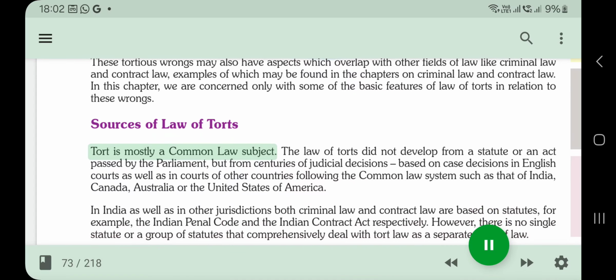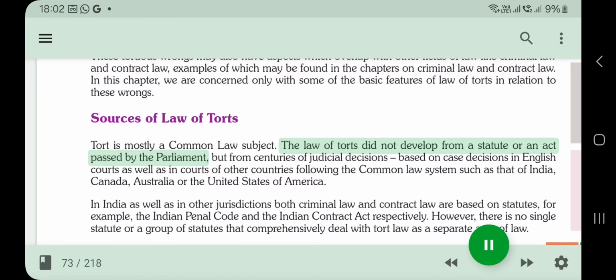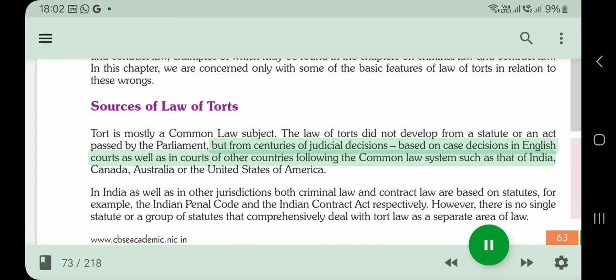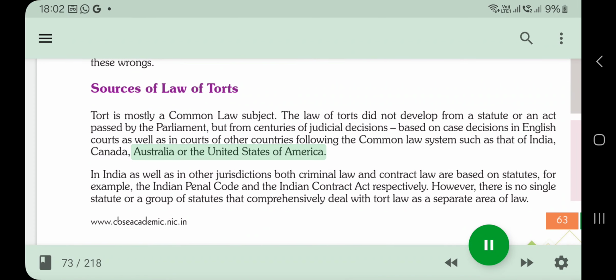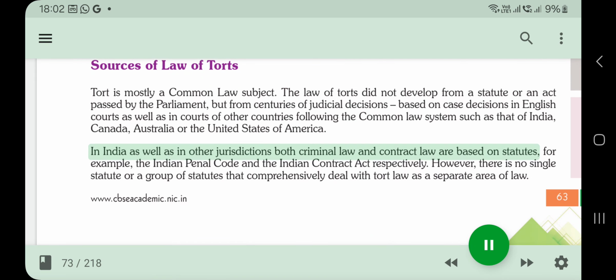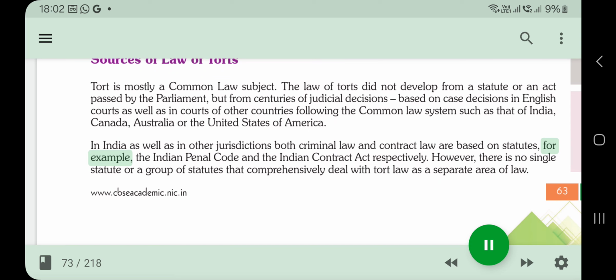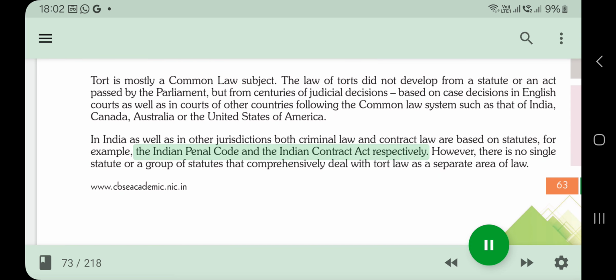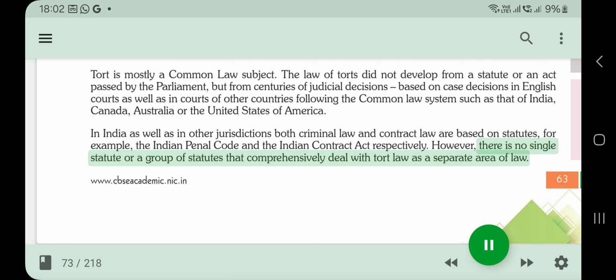Sources of law of torts. Tort is mostly a common law subject. The law of torts did not develop from a statute or an act passed by the Parliament, but from centuries of judicial decisions, based on case decisions in English courts as well as in courts of other countries following the common law system such as that of India, Canada, Australia or the United States of America. In India as well as in other jurisdictions, both criminal law and contract law are based on statutes, for example, the Indian Penal Code and the Indian Contract Act respectively. However, there is no single statute or a group of statutes that comprehensively deal with tort law as a separate area of law.